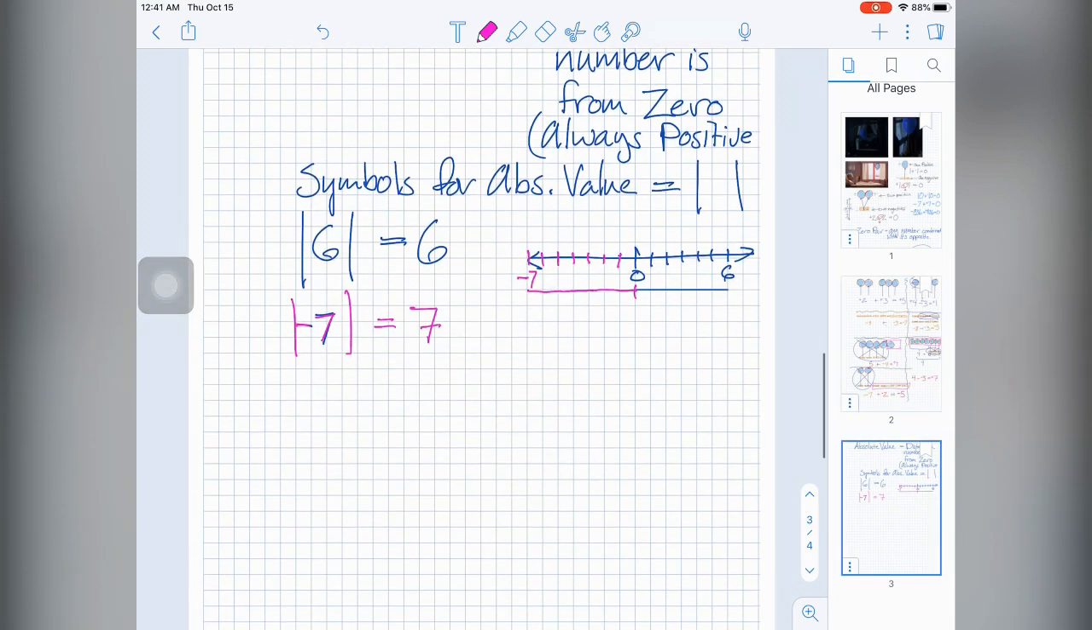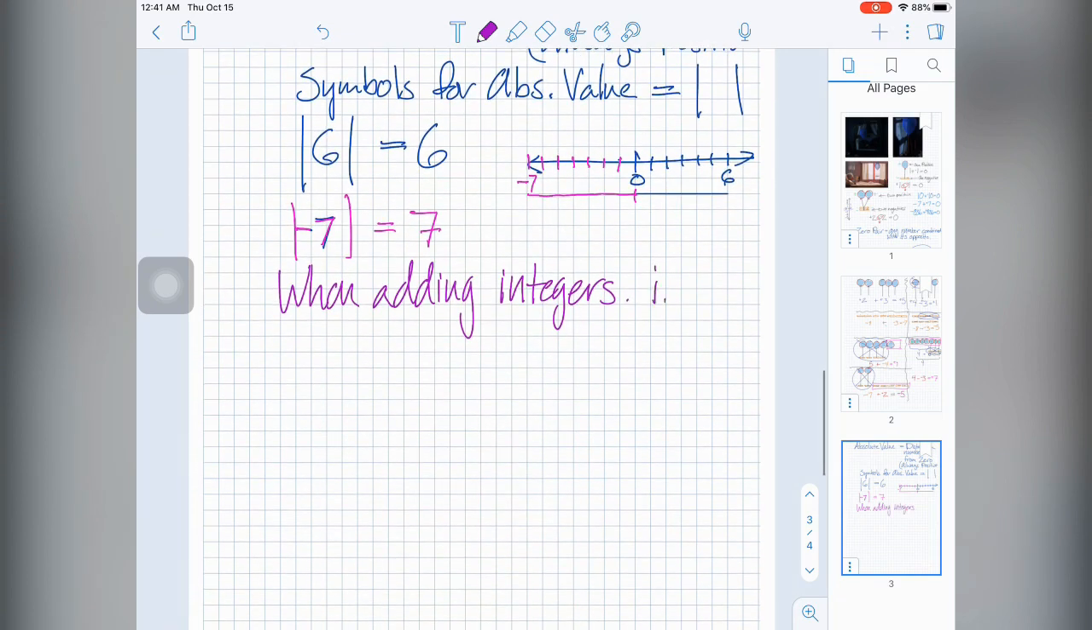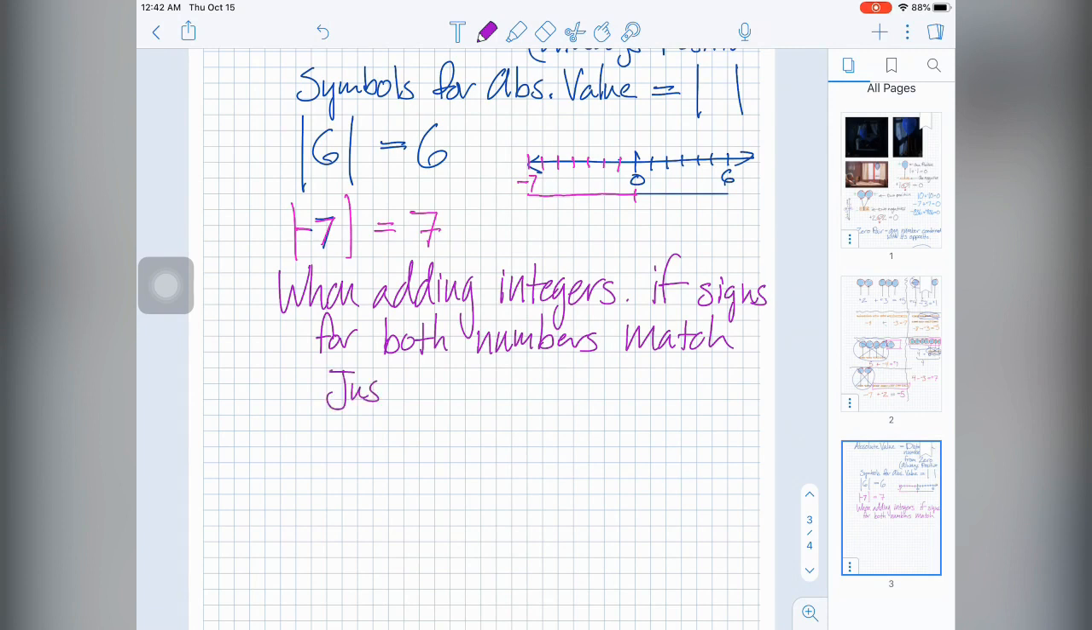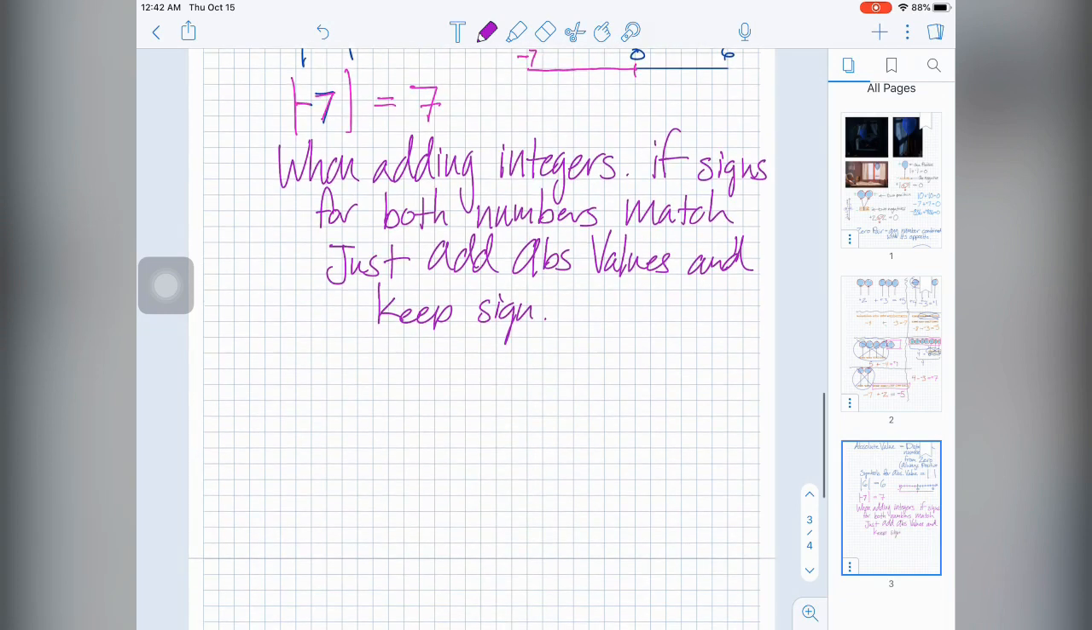So that's the reason why I'm talking about absolute value, because when adding integers, if the signs for both numbers match, we are going to just add the absolute value and keep the sign. So that's the pattern here.